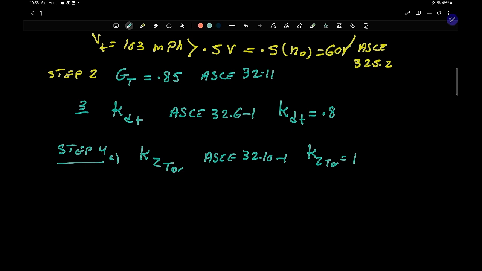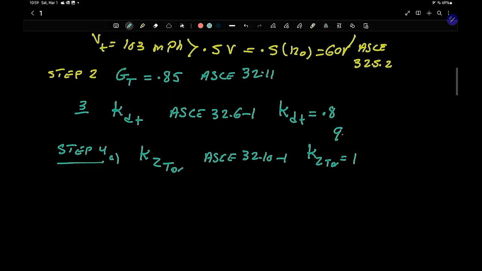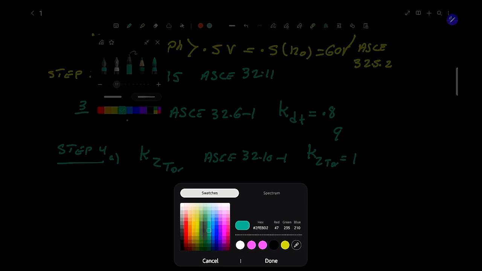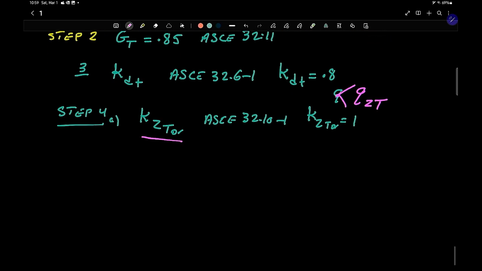That's step 4A, because we want to calculate the QZT. Let me just go to a different color. We're going to find here QZT. In order to find that, we need to find KZ first. So we'll go to step 4B, and in 4B we're going to calculate KE. And that's from the ASCE.